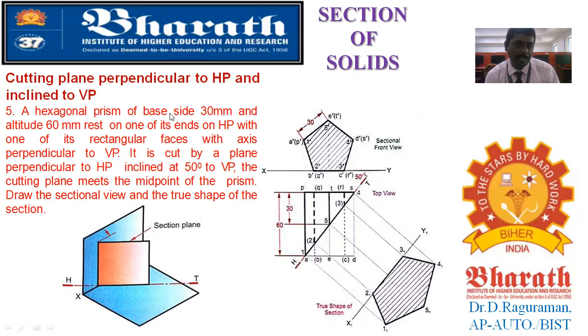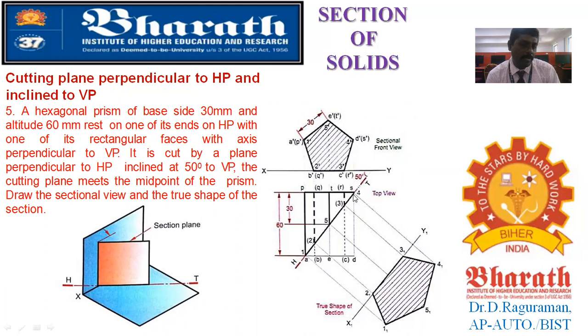Now in this problem you can see that a hexagonal prism of base side and altitude rests on one of its ends on HP. One end is what? It is resting on HP with one of its rectangular faces. The complete rectangular face is resting, not the base, so the front view you are going to draw first. It is cut by a plane perpendicular to HP and inclined at 50 degrees to VP.